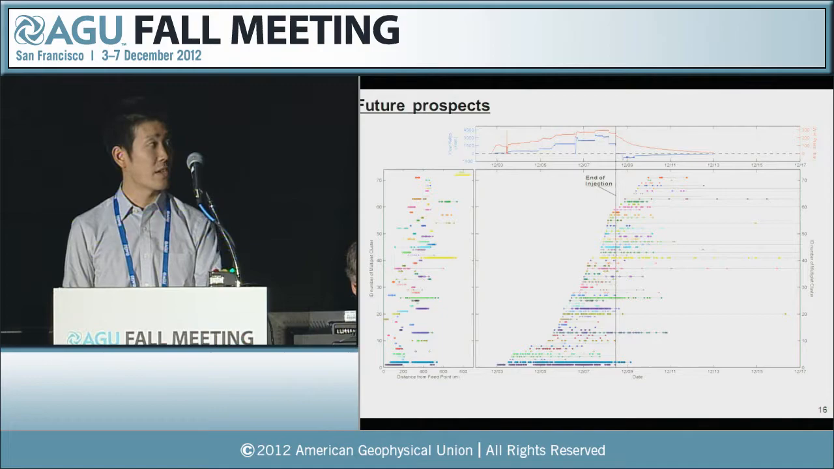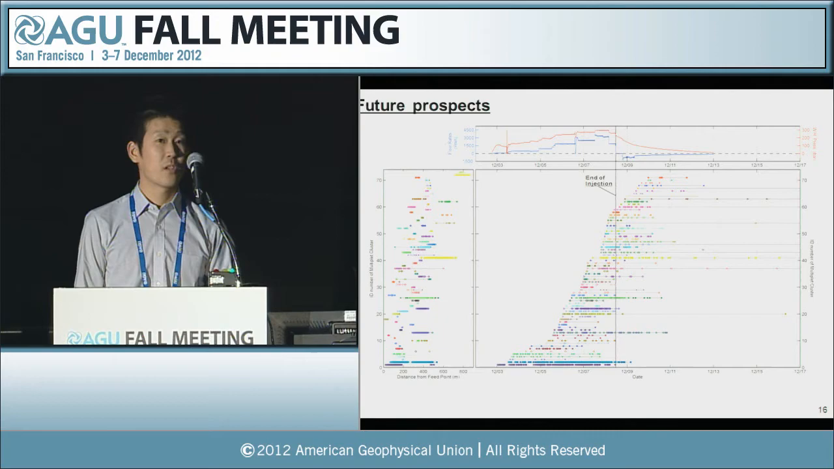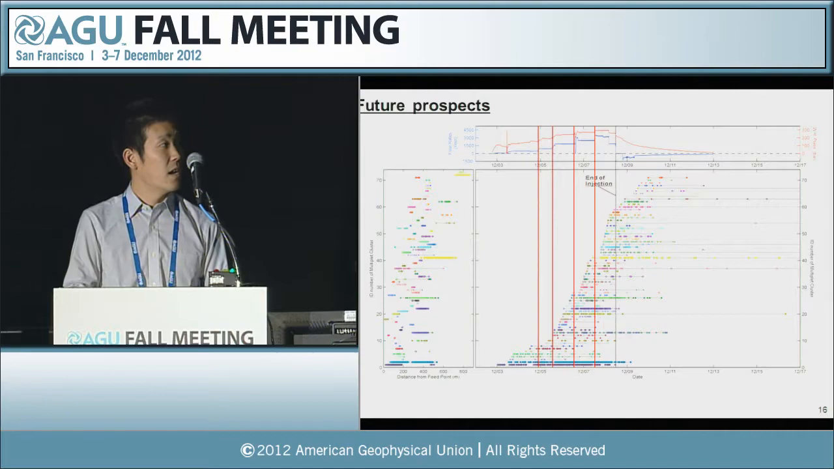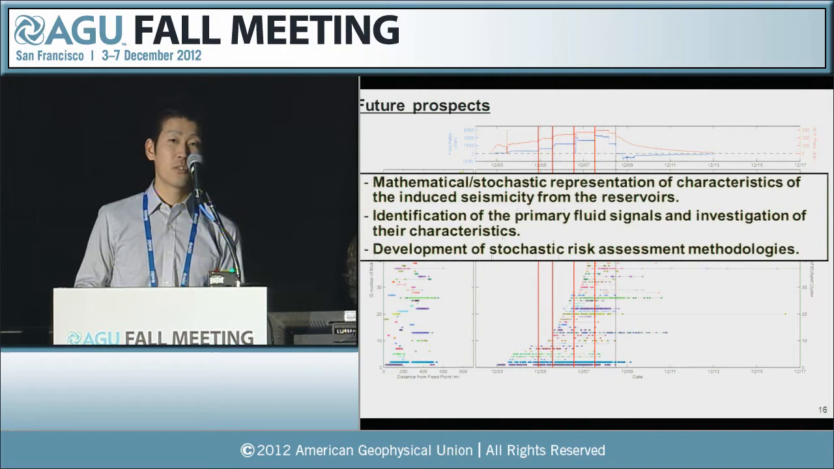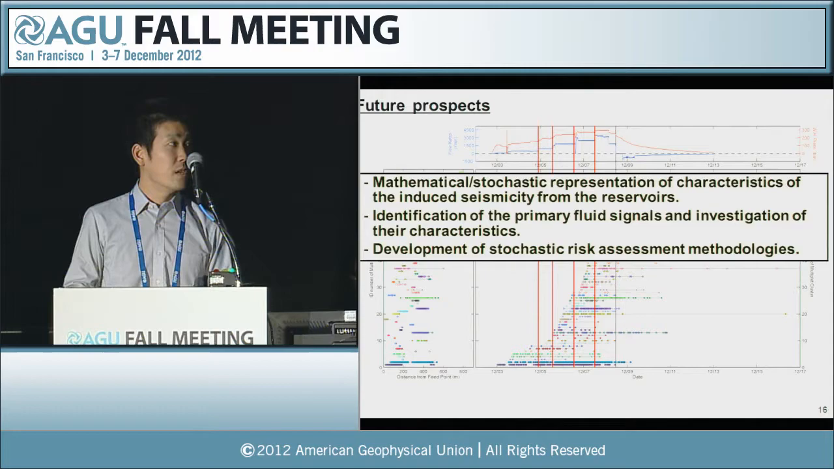I show one example. This figure shows the occurrence time of microseismic multiplet clusters. This result shows that after an increase of injection rate, a number of new multiplet clusters initiated. Such responses of induced seismicity to human operation of the reservoir will be statistically modeled in our future study.